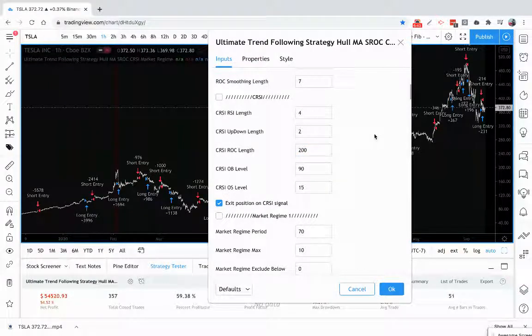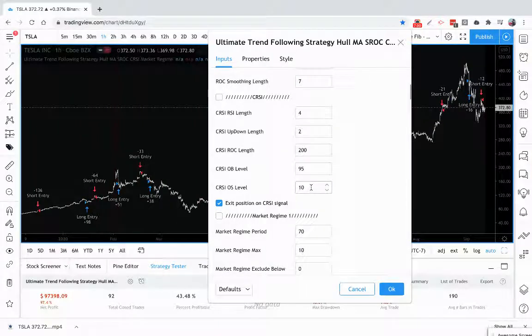You can look at it on YouTube or read some articles on our site or Investopedia. And once you find the settings that you like, the length, up and down length, the rate of change, the overbought and oversold levels, you can then create a trading system based on the Connors RSI.